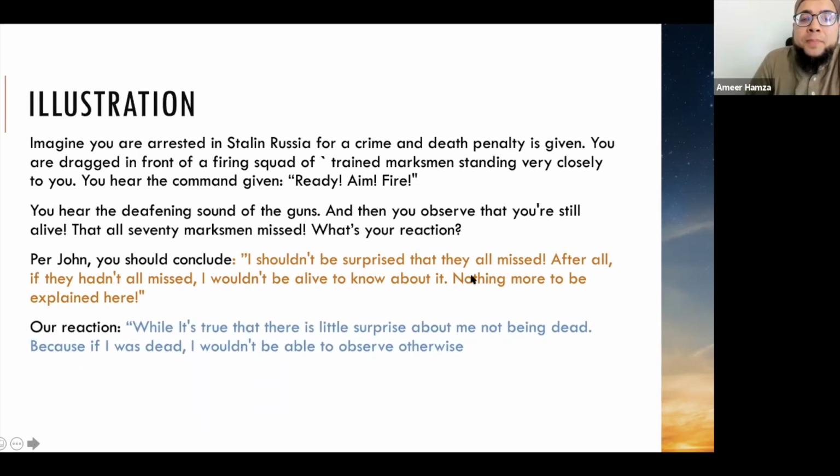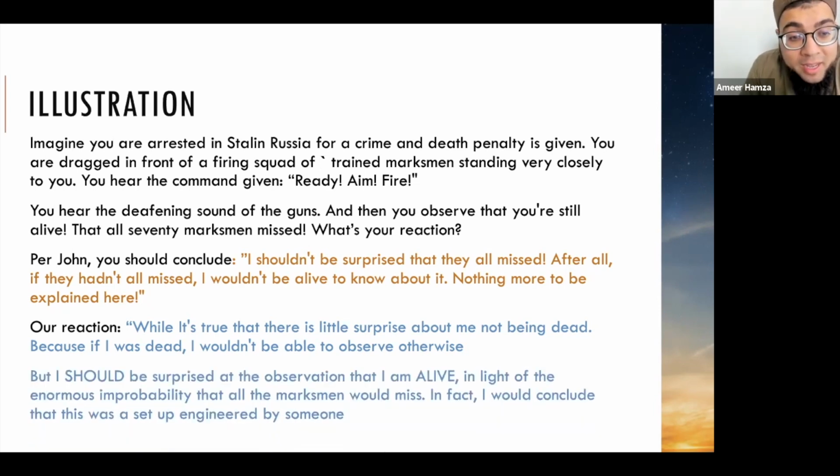Our reaction is, well, it's true that there's little surprise about me not being dead, because if I was dead, I wouldn't be alive to observe it. But I should be surprised at the observation that I am alive in light of the enormous improbability that all the marksmen would miss. In fact, I would conclude that this was a setup engineered by someone. So this is how we kind of articulate our way out of it.